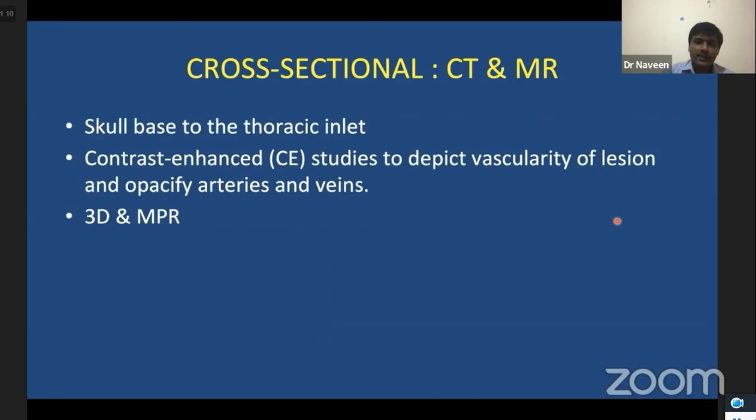Cross-sectional imaging like CT and MRI is the modality of choice while evaluating the lesions of the neck. It helps to know the entire extent of the lesions and various morphological characteristics of the lesions. It also helps in knowing the intracranial extension and intraspinal extension of the lesions. We can use the contrast study to depict the morphological characteristics, and also study that in multiplanar projection to demonstrate the extension.